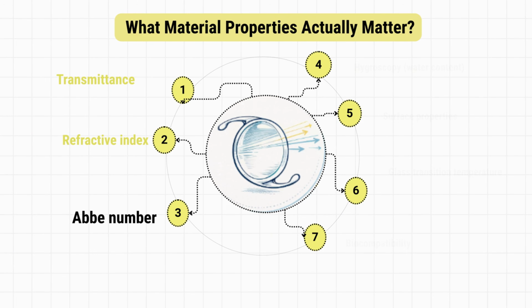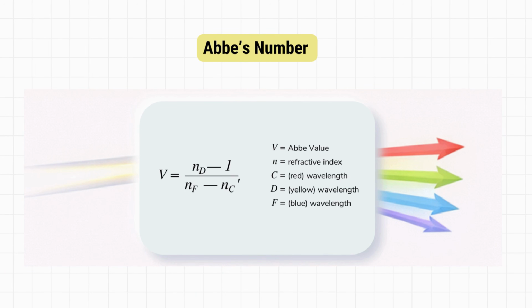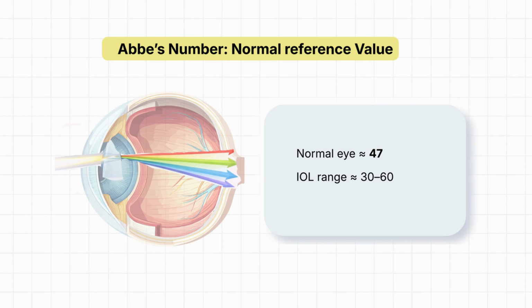The next property is the Abbe's number. The Abbe's number basically is a mathematical calculation which calculates how differently a material bends different wavelengths of light. It is calculated using the refractive indices measured for the blue light, yellow light, and the red light. The normal optical system of a human eye has an effective Abbe number of approximately 47. Most IOL materials fall within a range of 30 to 60.